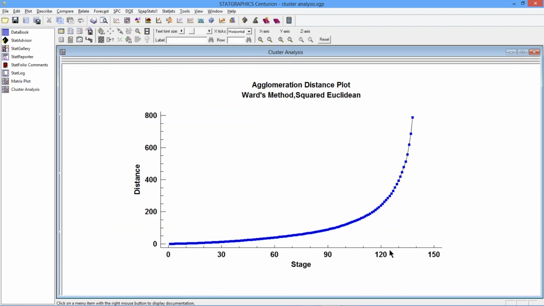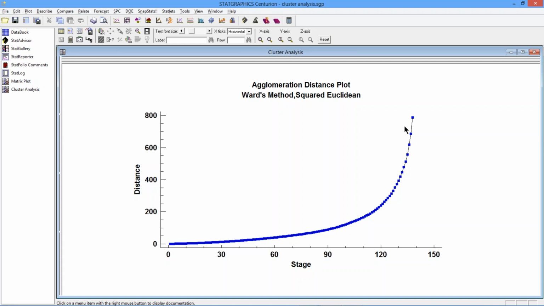Now, there's also something called the agglomeration distance plot. The agglomeration distance plot shows you the distance between 2 clusters at each stage of the hierarchical analysis. That is, when the countries are combined, the clusters are combined together. And what we would expect to see if, in fact, we have divided the countries into a natural separation is something very similar to this.